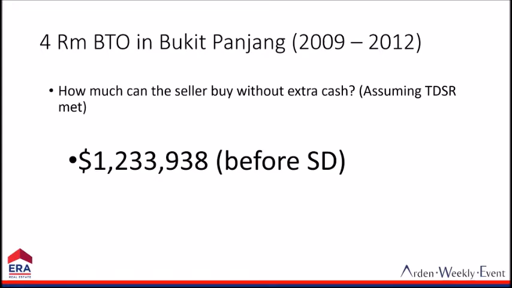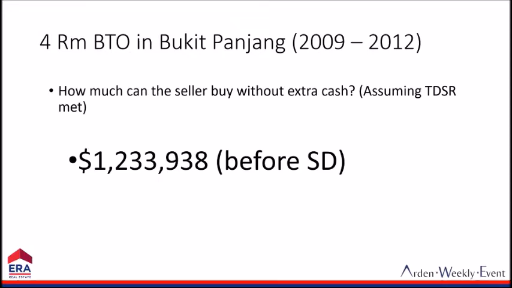But you need to factor in stamp duty, right? So I minus off 4%. The stamp duty calculation is 4% minus 15,004 for above $1 million. So I just take that figure times 4 because of the 25% down payment, then you borrow a 75% loan, then minus off the stamp duty, and this is the amount that the person can buy. 1,233,938 before stamp duty. Okay, so 1,233,938.